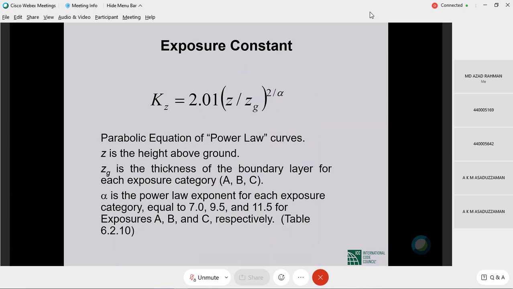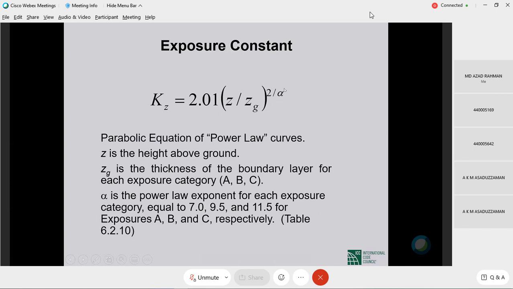The relationship, so what is plotted on the previous figure, can be expressed mathematically like this. K sub Z is a constant times Z, any height above ground level, divided by the gradient height that I talked about, the 700 feet for what we call exposure D, to the power 2 over alpha. The alpha value is given in ACI 7 and BNBC. Alpha is the power law exponent. It is 7, 9.5, and 11.5 for exposure A, B, and C respectively.